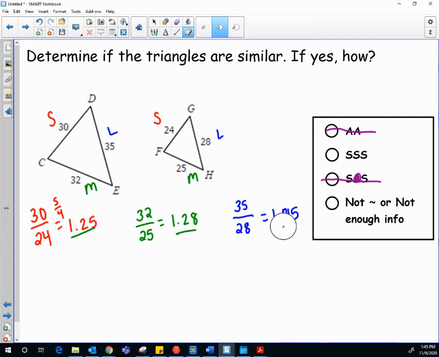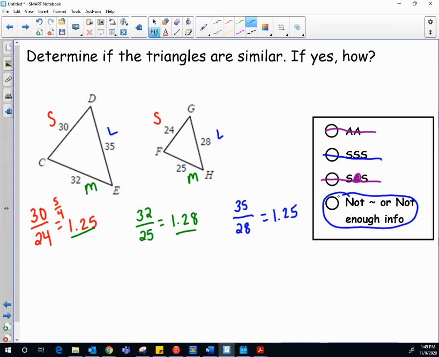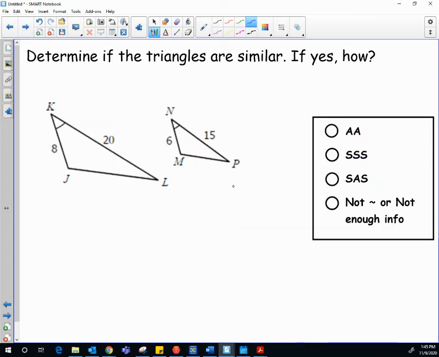So as we can see, 2 of them are the same, but the third one, that middle one, is not. That's enough to tell you that these are not similar. So it's not side, side, side. These are not similar, or you don't have enough info. So make sure you check, because you just can't assume that because they give you 3 sides on each triangle that this has to be side, side, side. You actually have to go check the proportions and the ratios to make sure they're good.